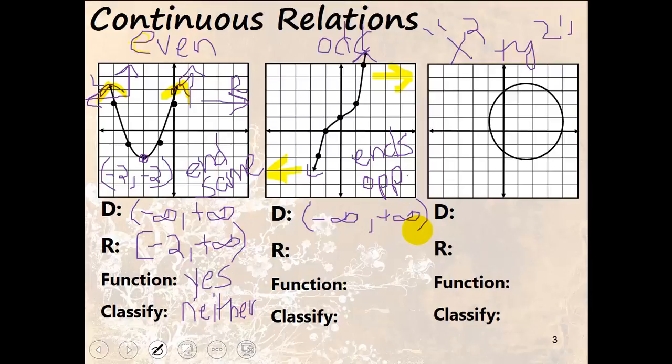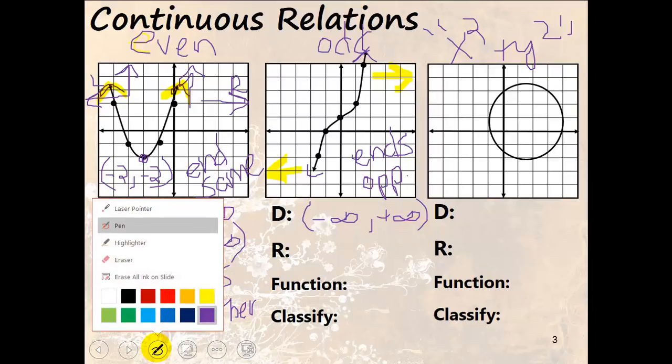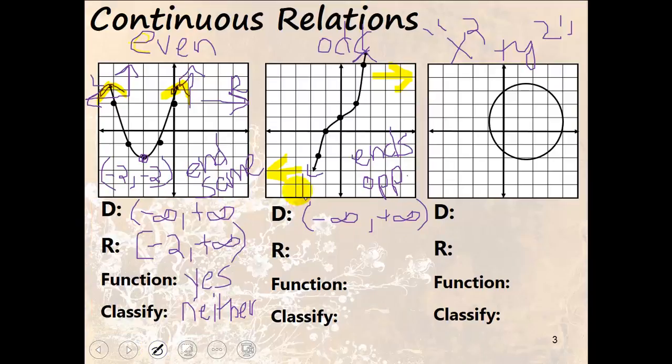Okay. Now look at what's happening with our range. This one just keeps going down, and this one just keeps going up. So if something keeps going down forever and ever down, that's negative infinity. Forever and ever up, that's positive infinity. Is this a function? Yes, because it passes the vertical line test. And this is an odd function, so this is both.